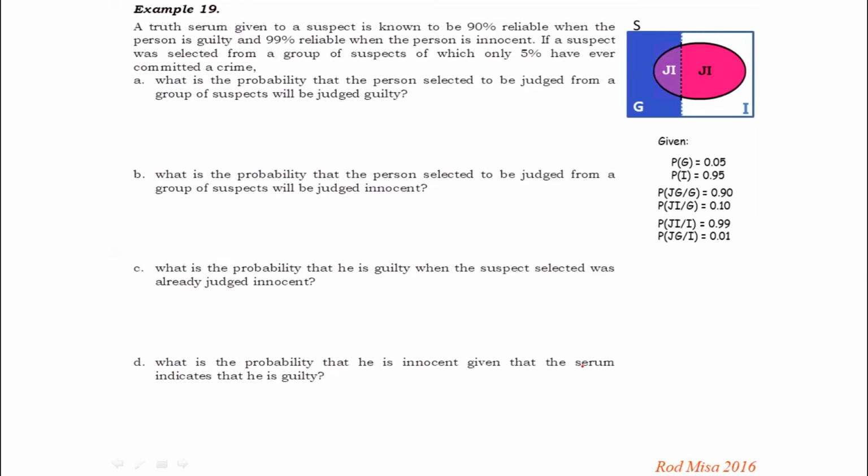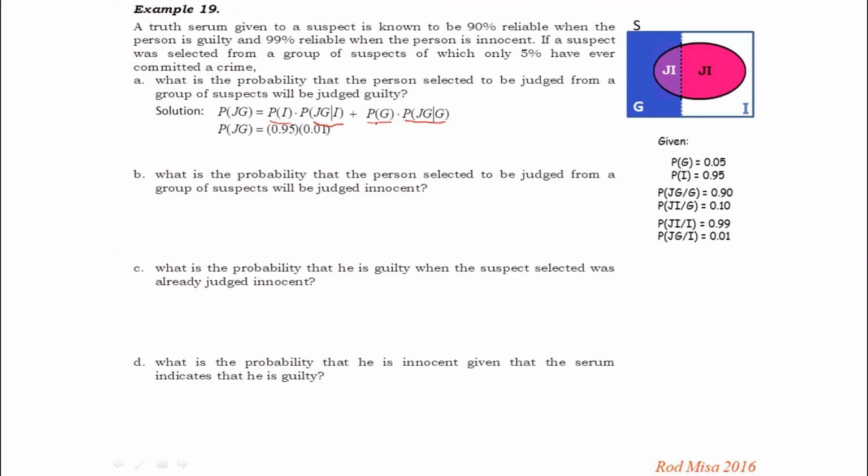So, for the first question, what is the probability that the person selected to be judged from the group of suspects will be judged guilty? This can be solved by solving for the total probability of judging the suspect as guilty. And this can be done in two cases here. The first case is judging the suspect as guilty given that he is innocent, and also judging the suspect as guilty given that he is really guilty of the crime. So the probability that the suspect is innocent is 95% times the probability of judging him guilty given that he is innocent, which is 1%.